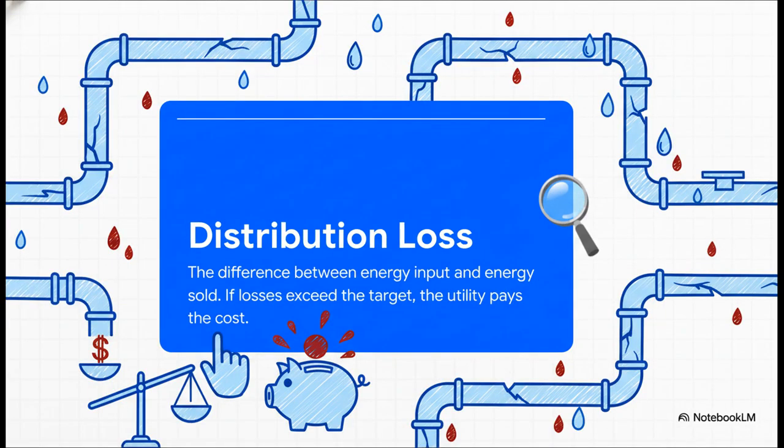And that brings us to something called distribution loss. The easiest way to think about the power grid is like a huge system of leaky water pipes. Some of the electricity is just always going to get lost on its way to you. Now, regulators set a target for this leakage. And here's the important part: if the utility loses more than that target, they have to eat the cost. That loss doesn't get passed on to you, which is a key protection for consumers.